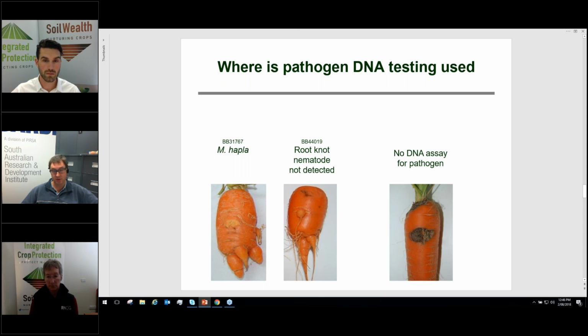These tests are specific. They pick up specific pathogens. They won't pick up things that we don't have a test for. Now, in the case of crown rot, we do not have the tests for the suspected targets of crown rot at this stage, right? So we're not going to get a result back on that particular carrot. It's important to acknowledge that.